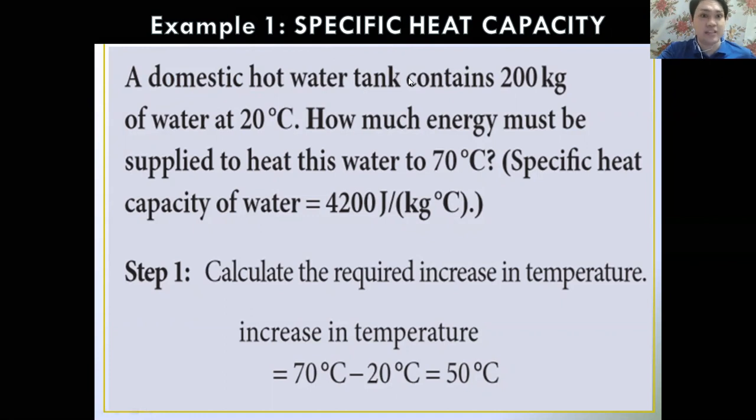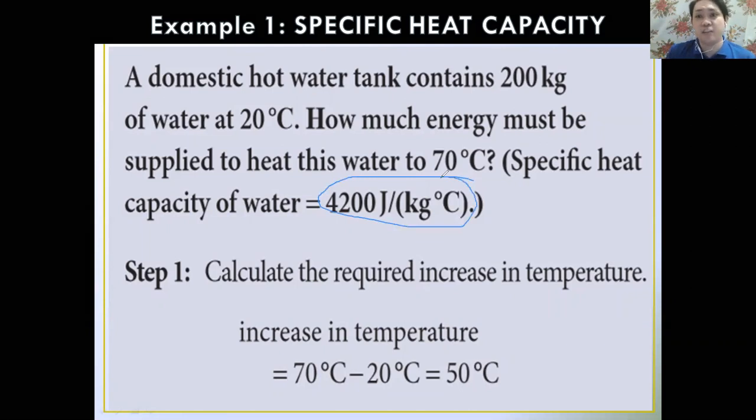Example one, I will read. A domestic hot water tank contains 200 kilograms of water at 20 degrees Celsius. So here's the problem: how much energy must be supplied to heat this water to 70 degrees Celsius? And there is a given specific heat capacity of water, again, 4,200 joules per kilogram times degrees Celsius. That is the specific heat capacity of water. So this is the given.